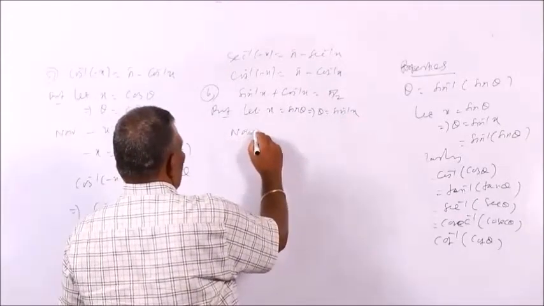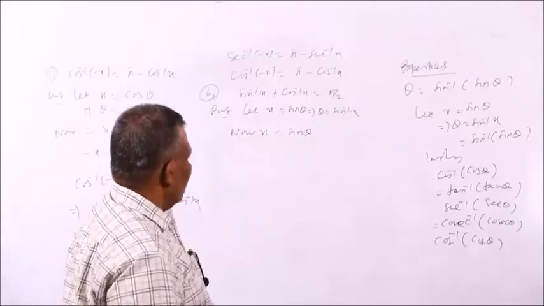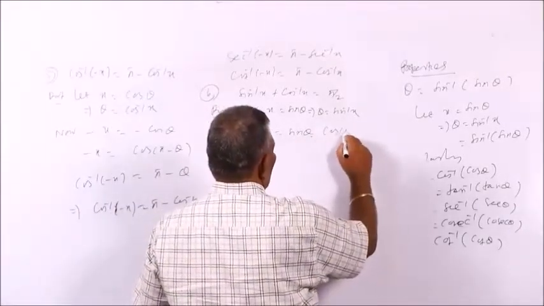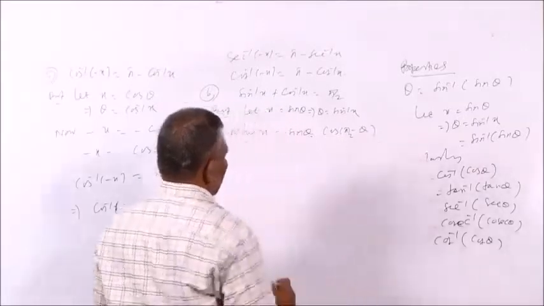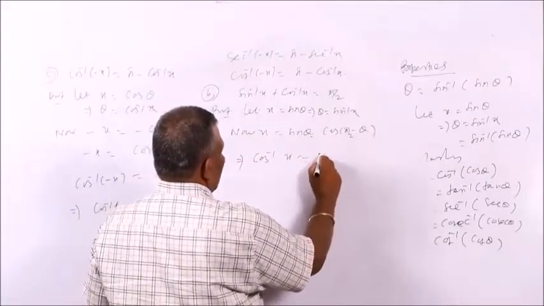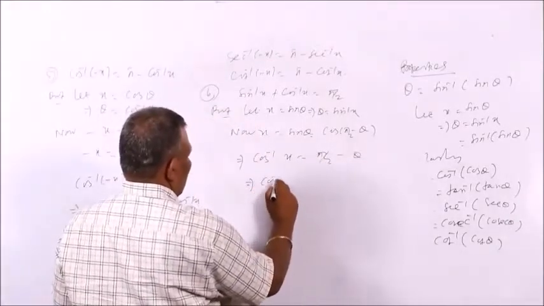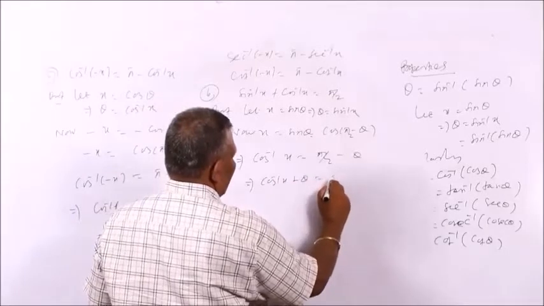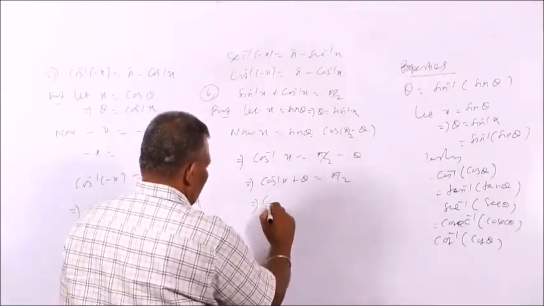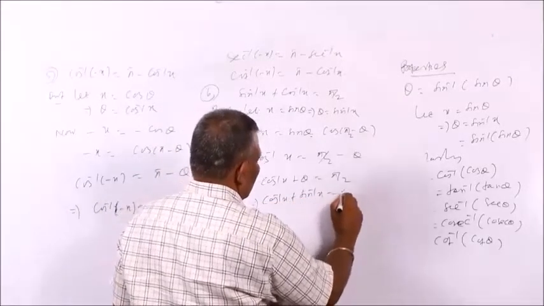Now x equals sin theta. From your earlier classes or from school career you know that sin theta equals cos 90 minus theta. That implies cos inverse x equals 90 minus theta. That implies cos inverse x plus theta equals pi by 2. That implies cos inverse x plus sin inverse x equals pi by 2.